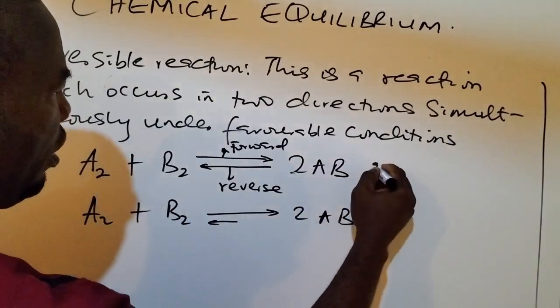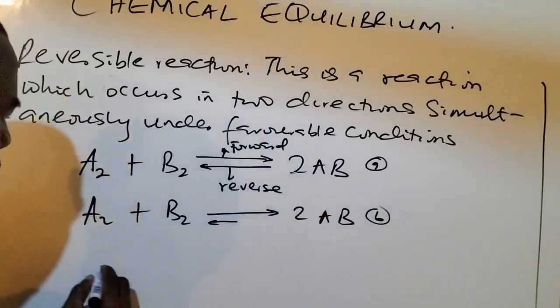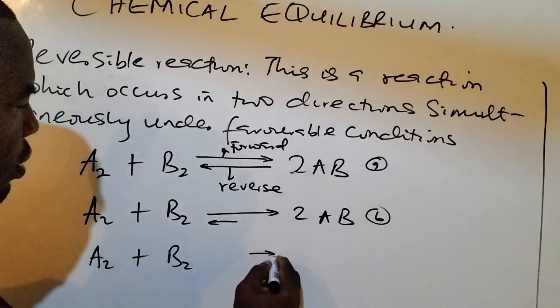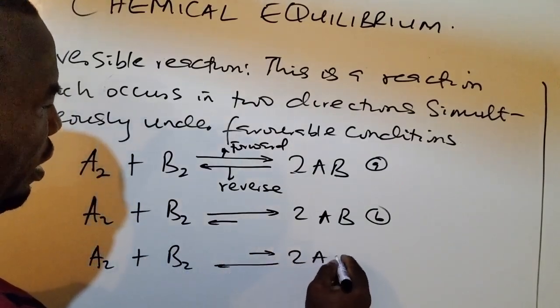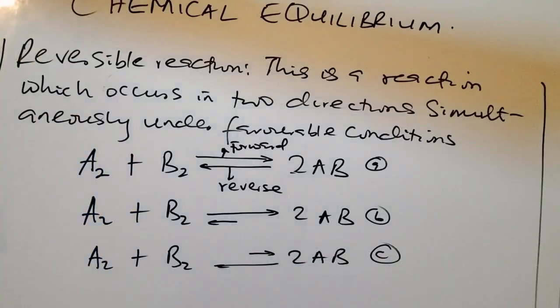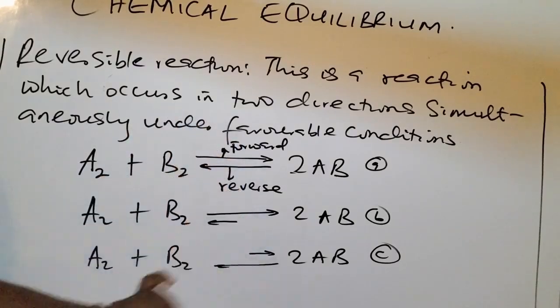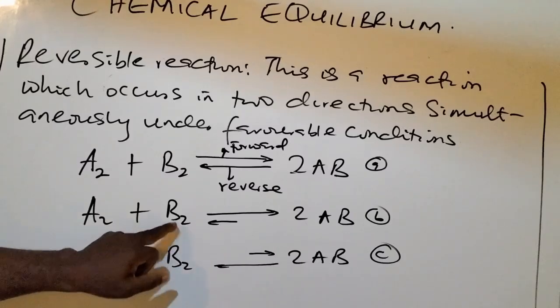Let's call this one reaction A, B, and then let's call this one reaction C. So let's look at the three reactions and see whether they are exactly the same thing. A, B, C. Are the three reactions all reversible reactions? Yes. The three reactions are all reversible reactions, A, B, and C, because the reversibility sign is in all three of them. But let's look at B and C.